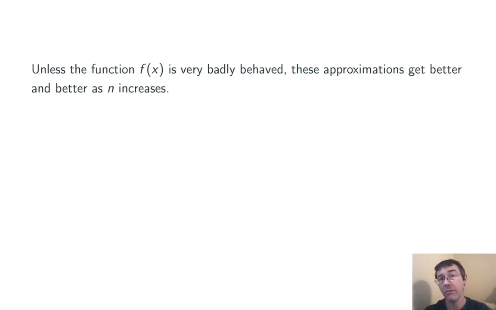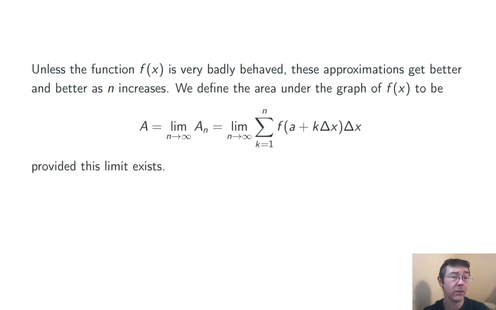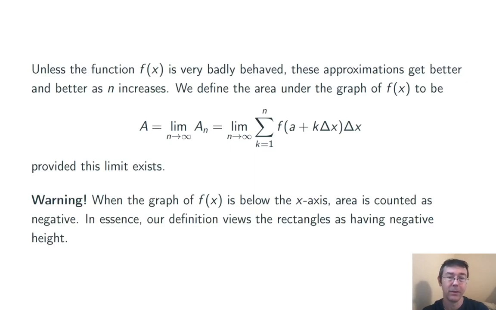Unless the function f of x is very badly behaved, like a sort of function we don't run into in Calc 1 or 2, then these approximations get better and better as n increases. And so it makes sense to define the area under the graph of f of x between x equals a and x equals b just as a limit of that previous expression, as the number of rectangles goes to infinity. And obviously, this definition only makes sense when that limit exists.